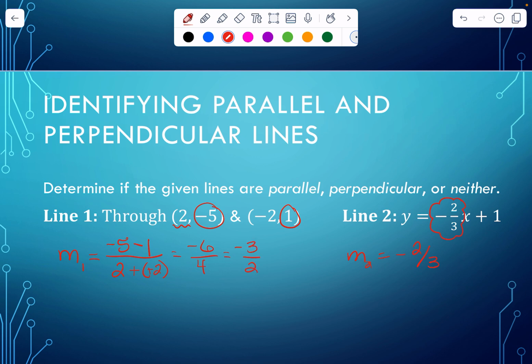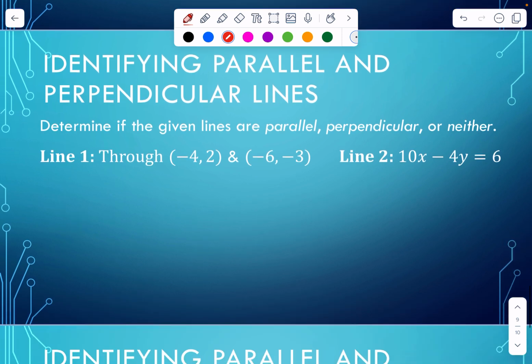Now, what relationship are they? Well, first thing, I know they're not parallel. Why? Because they're not equal. Second thing is I see that they're flipped, but they are both negative. So that throws out perpendicular, so the only option left has to be neither. They are the reciprocals of each other, but they did not change the sign. Okay? Let's try another one.